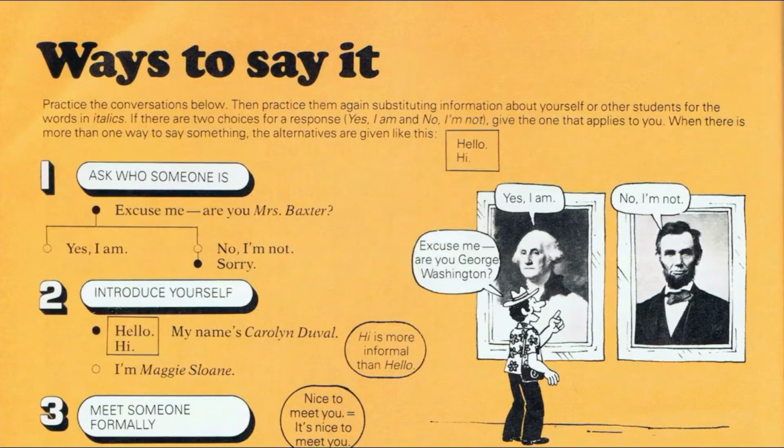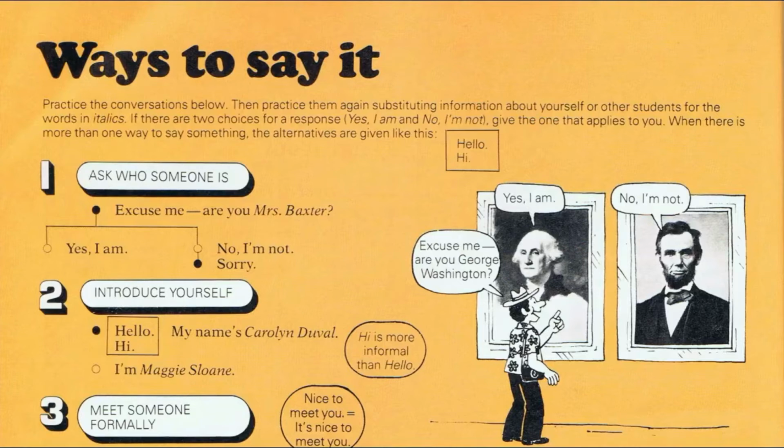There are 2 pictures. I'm sure you remember them. They are 2 famous politicians. The first one is George Washington. The second one is Abraham Lincoln. In the picture, someone says, excuse me, are you George Washington? The first one says, yes, I am. But the second one says, no, I'm not. So they are telling the truth. They are giving the answers based on their reality. Now I guess you understood what this page is all about.